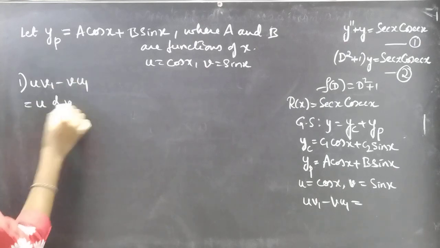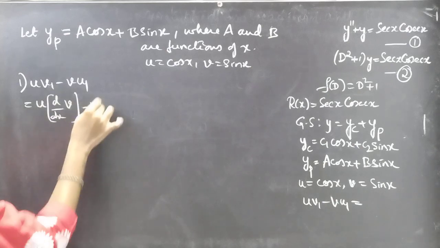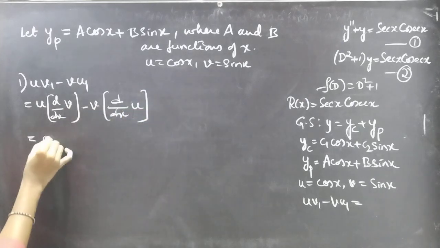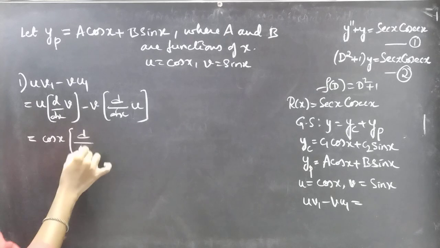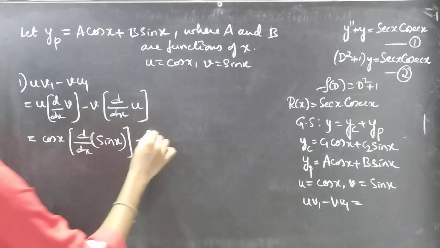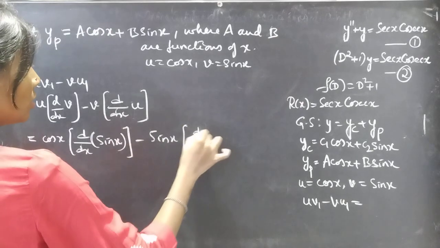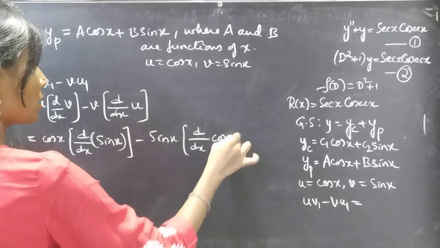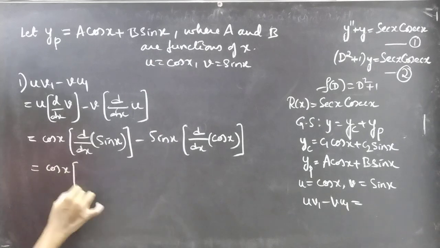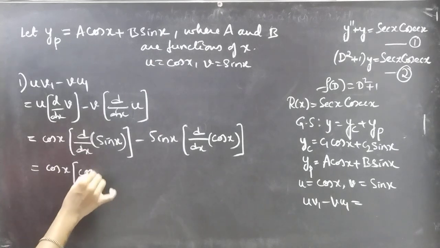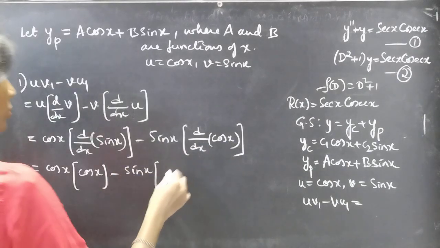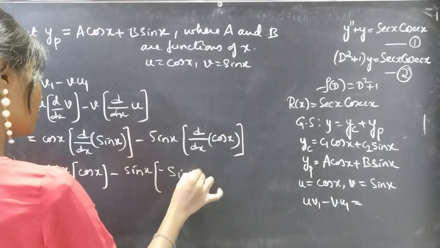v1 is nothing but the derivative of v with respect to x, minus v into u1, which is nothing but the derivative of u with respect to x. This equals u, cos x, into the derivative of sin x with respect to x, minus v, sin x, into the derivative of u, that is cos x, with respect to x. This gives us cos x into the derivative of sin x with respect to x, which is cos x, minus sin x into the derivative of cos x with respect to x, which is minus sin x.